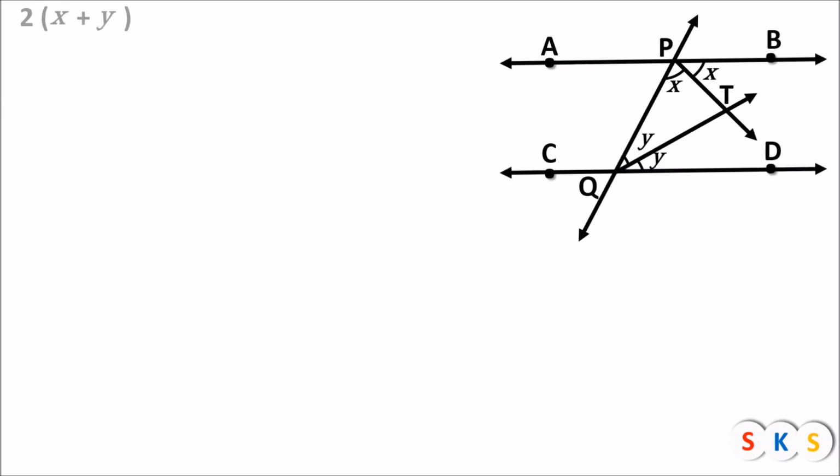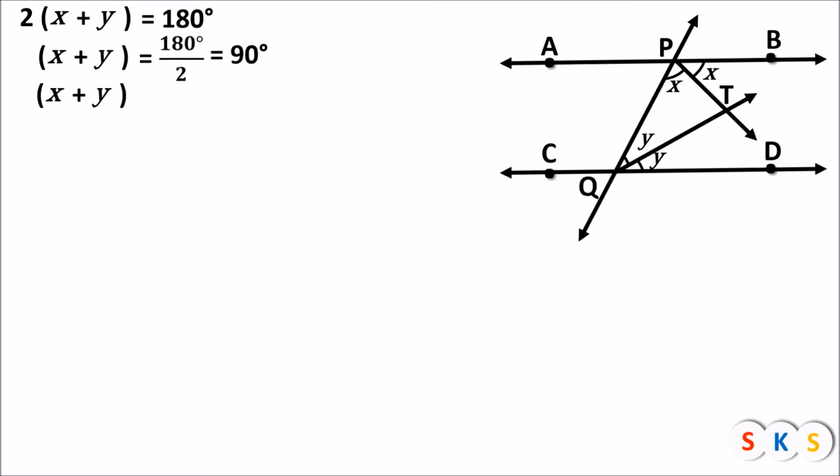Now we will take 2 as a common. So we will get 2 in a bracket x plus y equals 180. Therefore x plus y equals 180 upon 2 equals 90 degree. Therefore the value of x plus y equals 90 degree. We will take this as equation number 3.